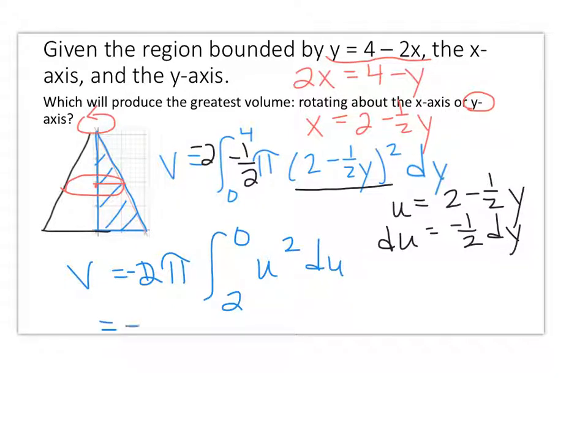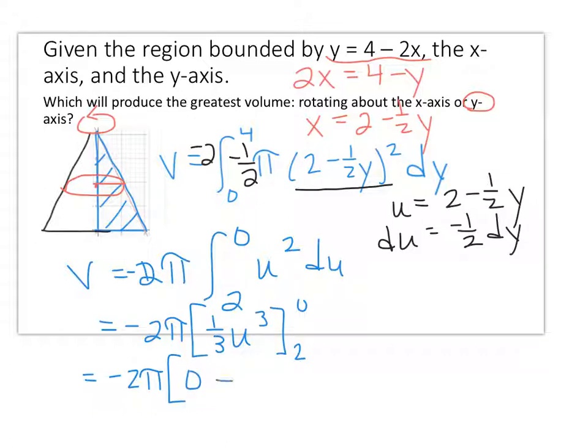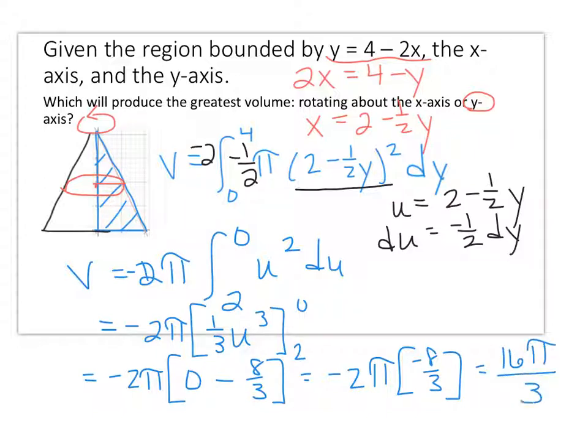So now I have negative 2 pi times 1/3 u to the third, evaluated from 0 to 2. So I have negative 2 pi times 1/3 u to the third is 0, minus 2 to the third is 8, so minus 8/3. So I have negative 2 pi times negative 8/3, and I get positive 16 pi over 3.